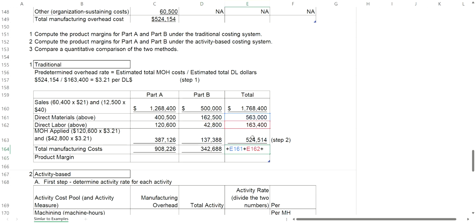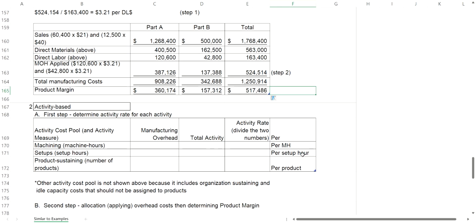Okay, now I will add the total manufacturing cost by adding materials, labor, and overhead for each one. Do the same in the total column. Okay, and then I will get the product margin by taking sales minus total manufacturing costs, and I'll do that for each one and the total column. Okay, so that is how it looks with traditional.